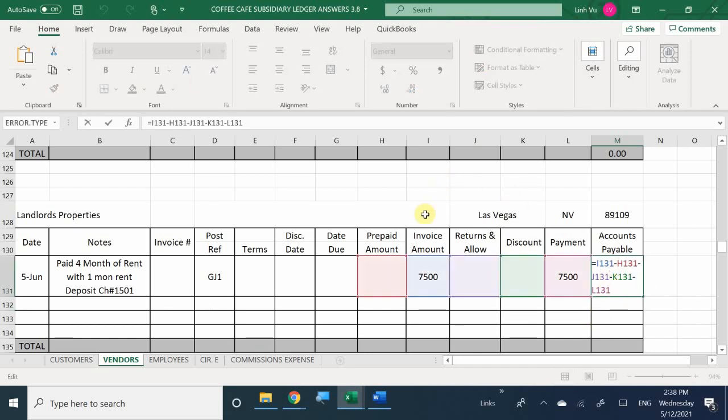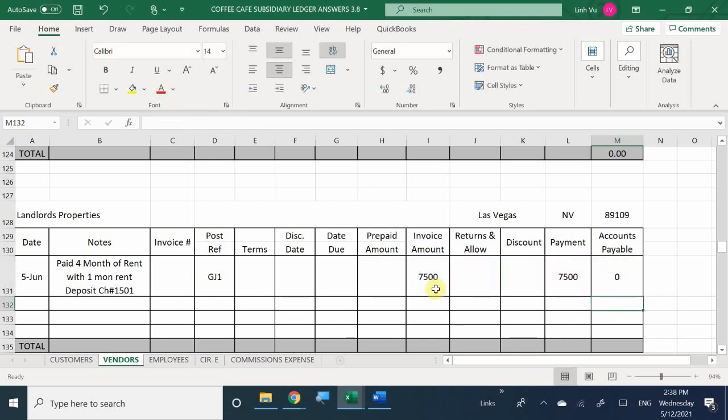Okay, so you're going to take your invoice amount of $7,500, because that's what you were quoted, or that's what the rent was, okay? And you're going to subtract any prepaid, subtract any returns, subtract your discounts, subtract your payments. And therefore press enter, okay?